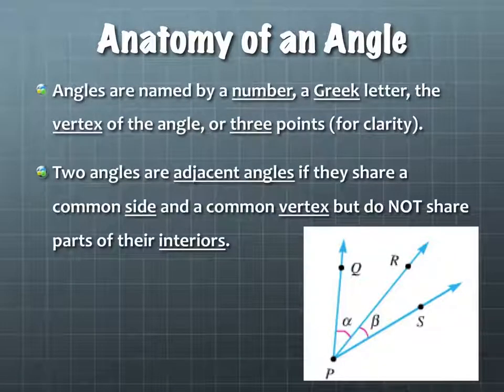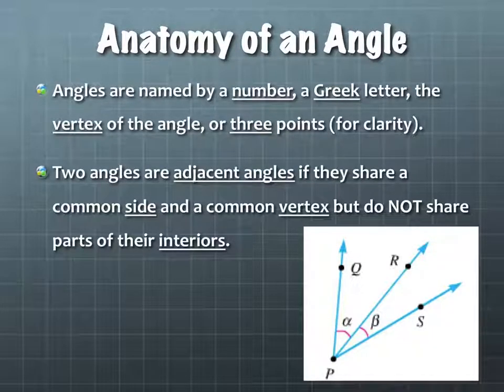Okay, a little bit more about angles. We're going to talk about measuring them in a minute. Angles are named by a number. So sometimes you'll call angle 1, angle 2. Or a Greek letter. My image here has Greek letters alpha and beta in it. Or 3 points. There's 3 angles actually that are here. So the 3 points would be the vertex, and then a point on each of the rays. That would create an angle.